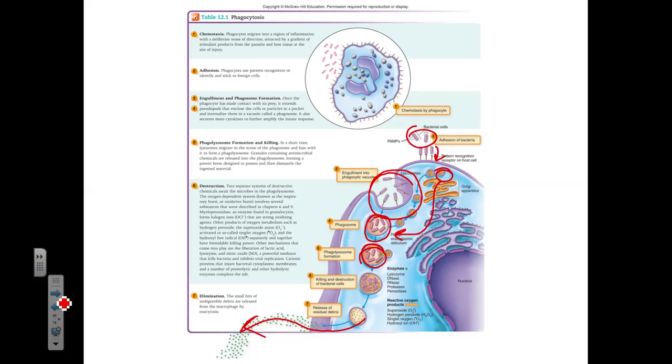So to overview or summarize the slide, first we have chemotaxis. We attract the phagocyte to the bacteria. We have adhesion. They bind to each other, and then the bacterium is swallowed, and then a phagosome will form around the bacterium. The phagosome will then bind with a lysosome, forming a phagolysosome. The bacteria is then destroyed, and then the leftovers are eliminated through exocytosis.